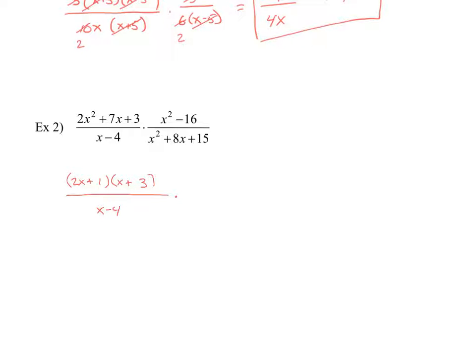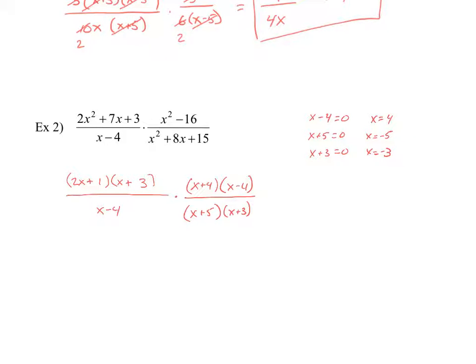On the right-hand numerator, difference of squares, so x plus 4 times x minus 4, and the right-hand denominator, x plus 5 and x plus 3. Okay, now I've got everything factored. Don't forget my restrictions. I'll take each factor only from the denominator and set it equal to 0. Okay, and so I get x equals 4, x equals negative 5, and x equals negative 3. These are going to be my restrictions. I'll put them back in at the end.